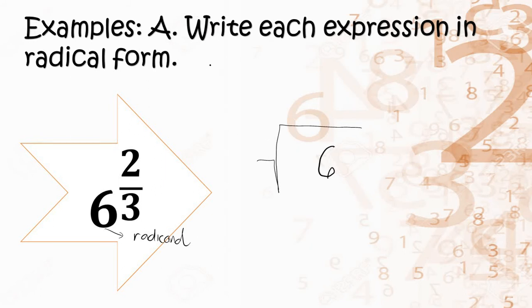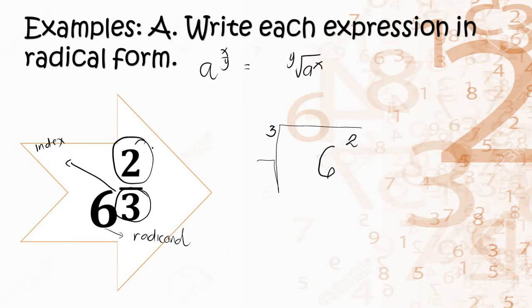Looking back, a raised to x over y can be written as the y root of a raised to x. So x, the numerator of the exponent, goes inside. It is the exponent of 6. Meanwhile, the denominator of your exponent is outside, which is the index. This is your index, and this is the power of your radicand. So 6 raised to 2/3 can be written as the cube root of 6 squared.